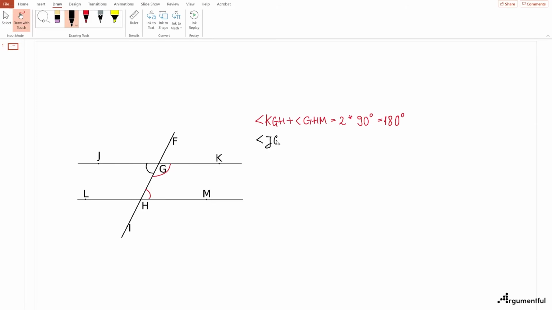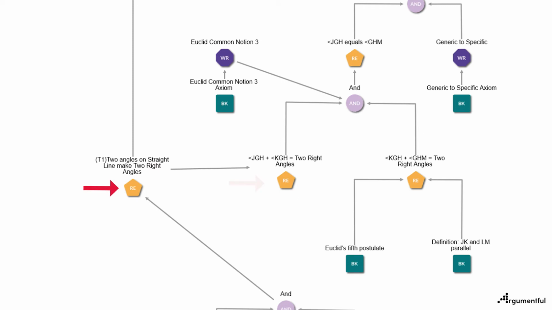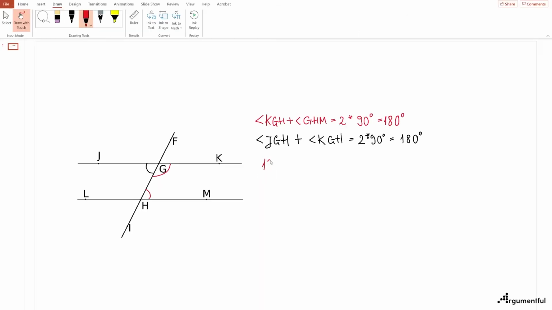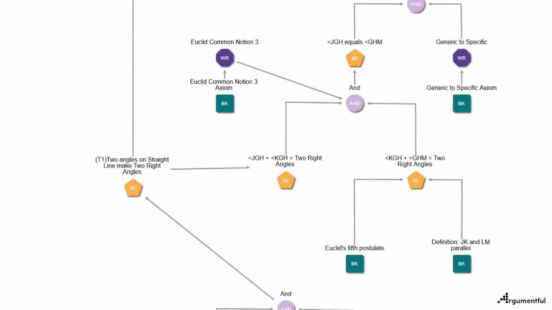But from the previous intermediate proof T1, we know that angle JGH plus angle KGH equals two right angles. So if we subtract angle KGH from two right angles, we get that angle GHM equals angle JGH. To be fully accurate, this works because of common notion 3. If equals are subtracted from equals, the remainders are equal. Here is what this looks like on the argument map.